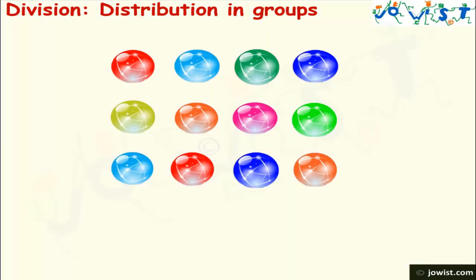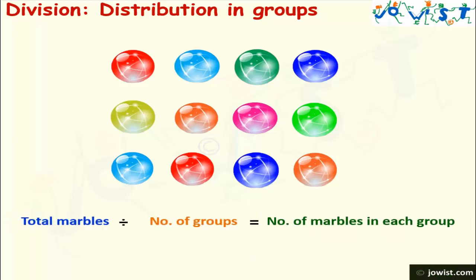Now let's see a different scenario. We will make 2 groups of 12 marbles and represent it as division fact. Let's see what we need to do here. How many marbles are there? Yes, it's the same 12 marbles. And how many groups we need to make? Yes, we need to make 2 groups. Therefore, the equation will be total marbles divided by number of groups is equal to number of marbles in each group.